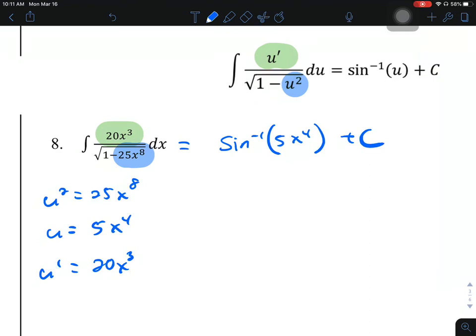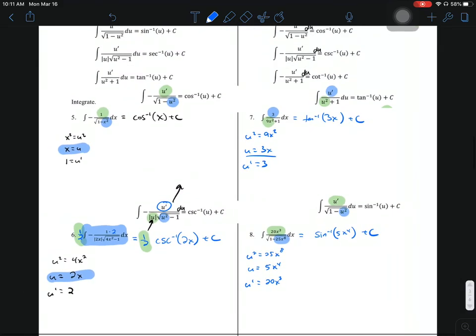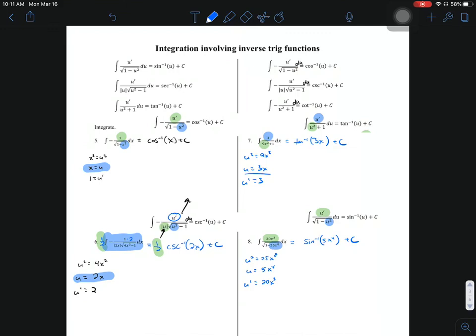So this is not as easy as it may have looked, or you might be cursing at your screen right now. I apologize either way. So there's 4 examples of how to integrate inverse trig functions.